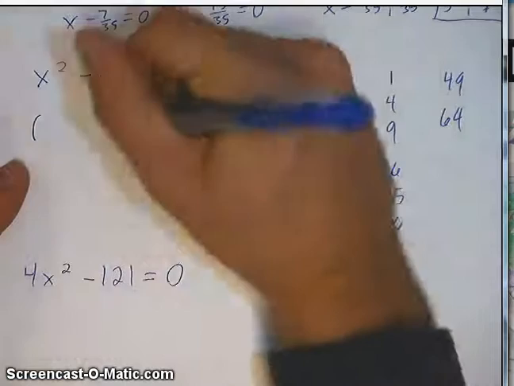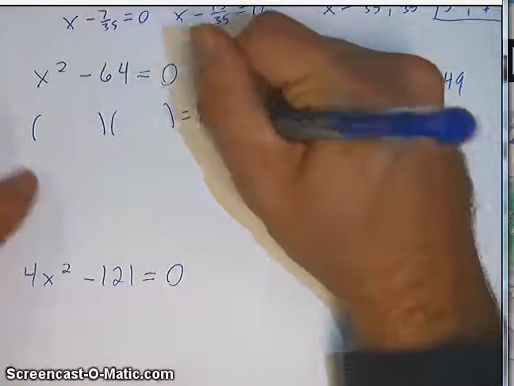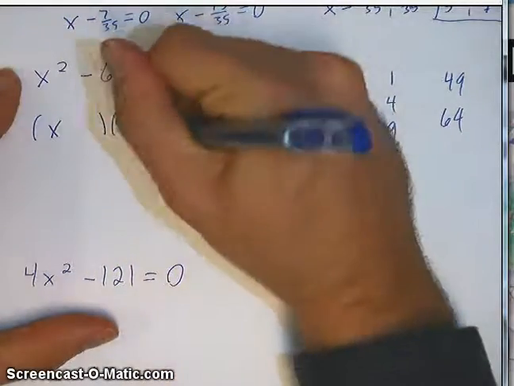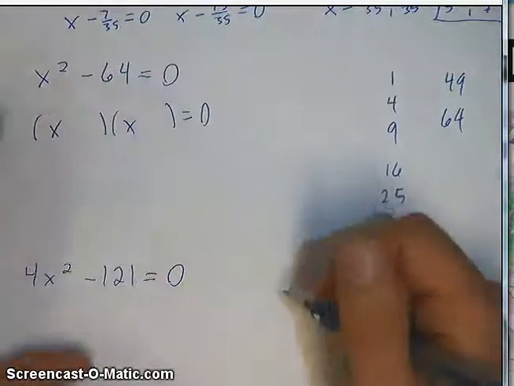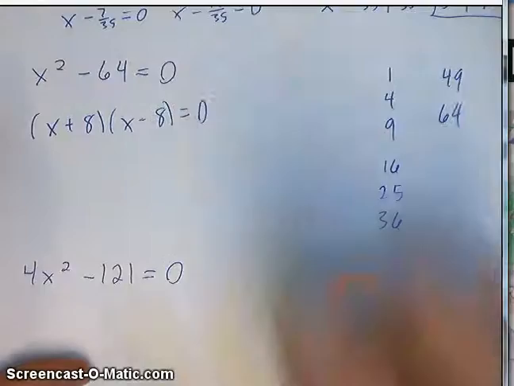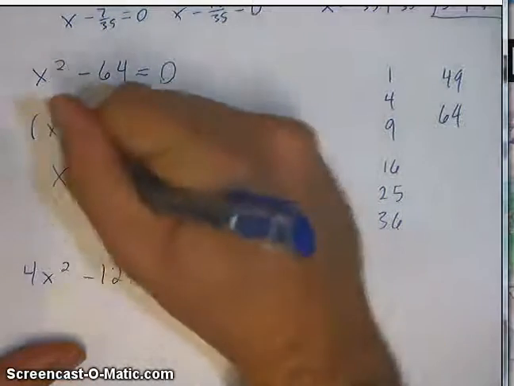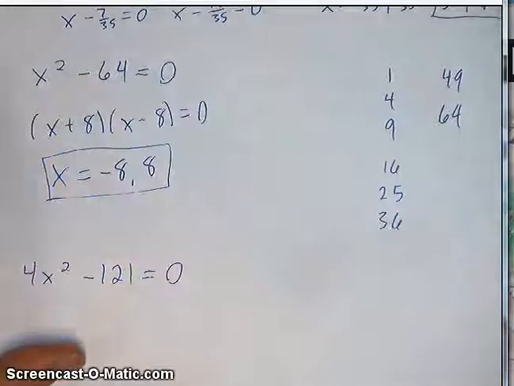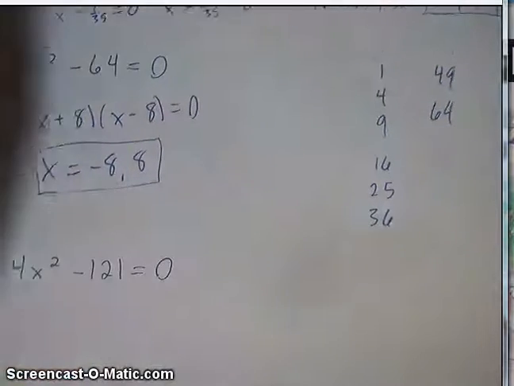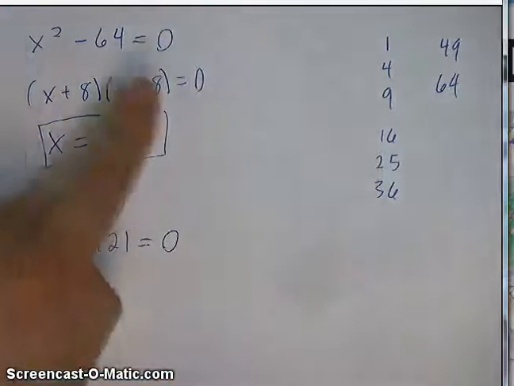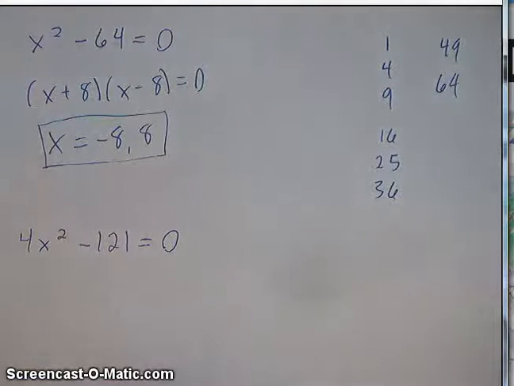So here's what you do. To factor it, what's the square root of x squared? Well, that's just x. What's the square root of 64? Well, that's just 8. Put a plus and a minus in there, and you're golden. x equals negative 8, positive 8. The way you recognize the difference of two squares is there's only two terms. It's a binomial. Both of them are perfect squares.